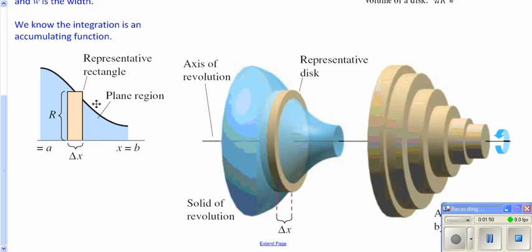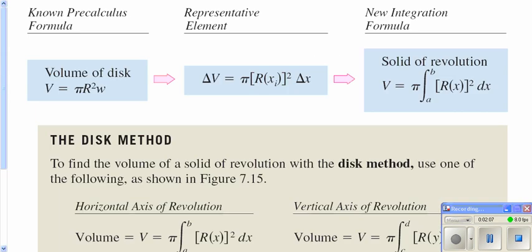Now, if you did lots of, or several rectangles along here, it would look like this. And as you would try to get a more accurate answer, you would do thinner rectangles, which would be thinner discs, which would be more discs, would give you a more accurate answer. And that's where the integration comes into play.